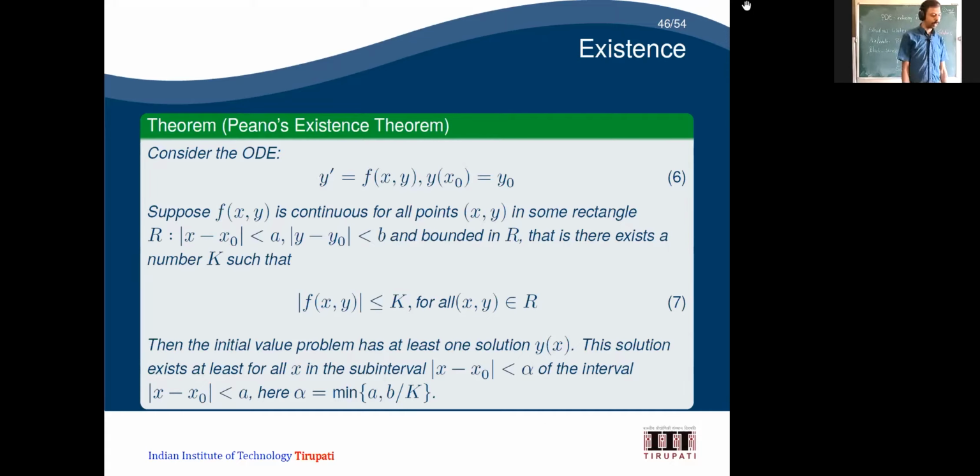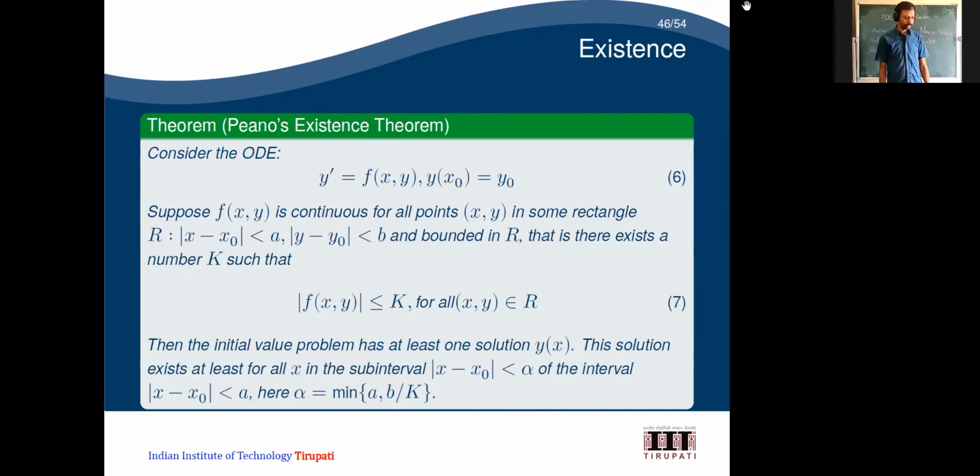Let's say the rectangle R is nothing but the set where the absolute value of x minus x naught is less than or equal to a, and the absolute value of y minus y naught is less than or equal to b, a bounded rectangle. Since f is continuous, it is bounded, which means you can find a number k such that the absolute value of f of x comma y is less than or equal to k for all x comma y in that rectangle. So this you might have seen in your ordinary differential equations course, Peano's existence theorem.